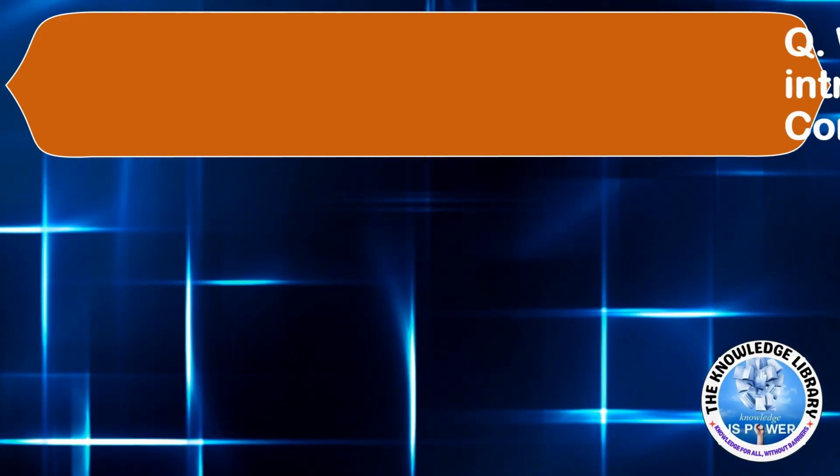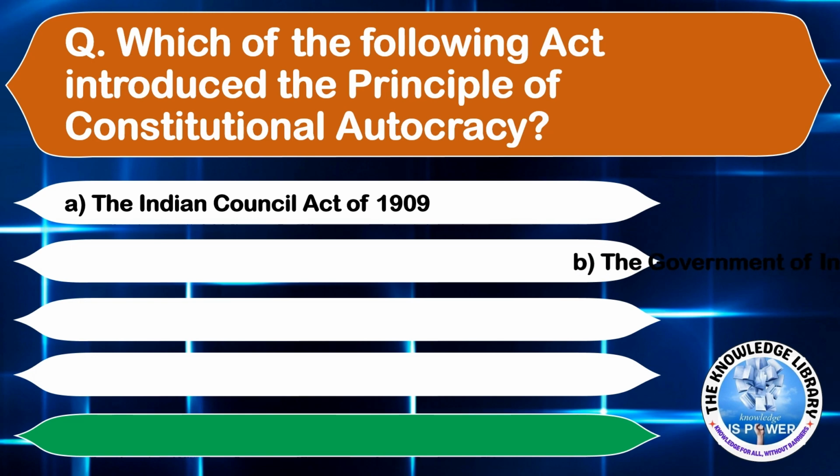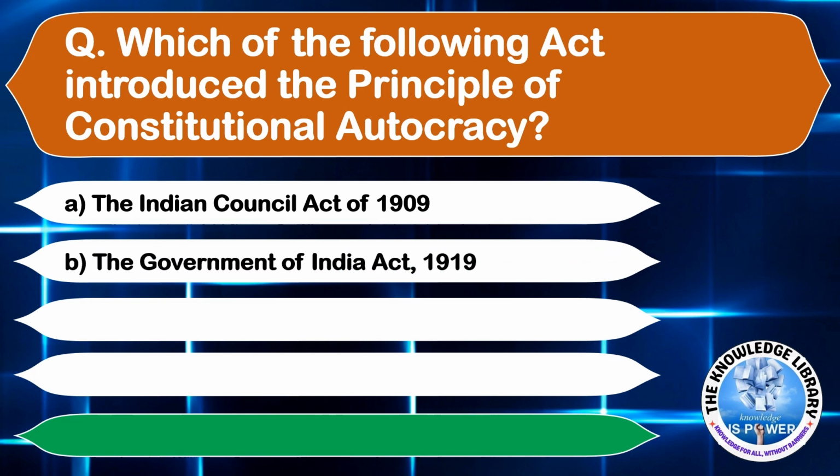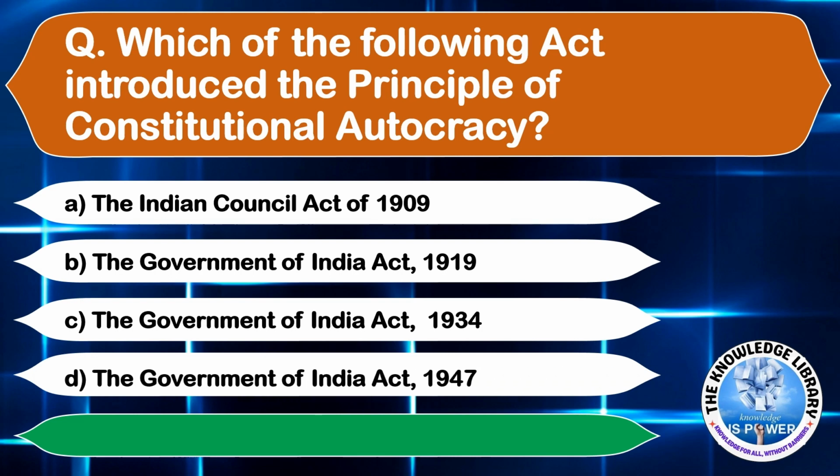Which of the following acts introduced the principle of constitutional autocracy? Option A, the Indian Council Act of 1909. Option B, the Government of India Act of 1919. Option C, the Government of India Act of 1934. And option D, the Government of India Act of 1947. The correct answer is option C, the Government of India Act 1934.